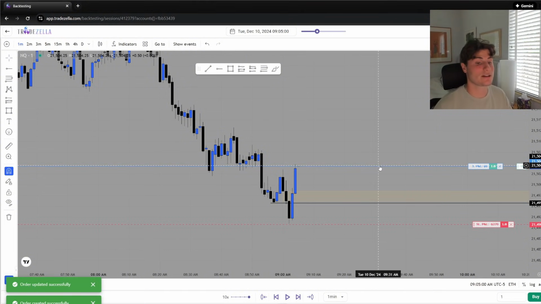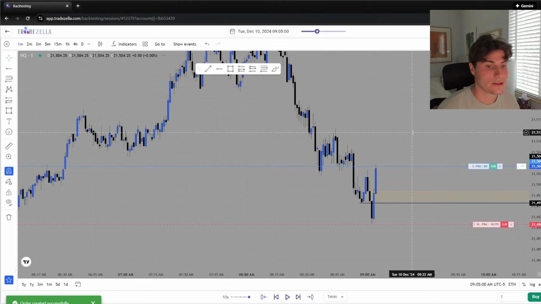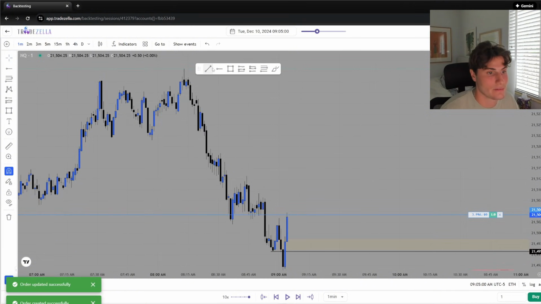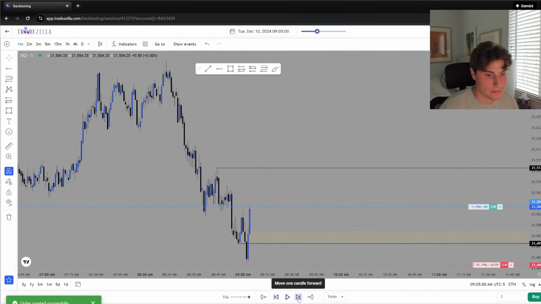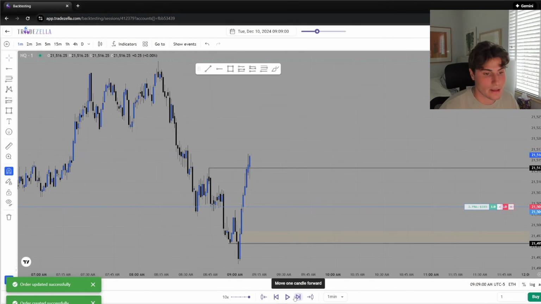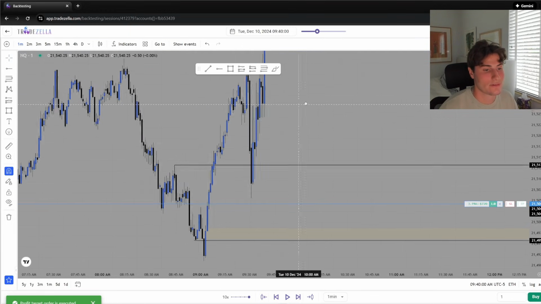Okay, remember the checklist, guys. Single fair value gap in the manipulation leg, boom, boom, check. And we could set our TP all the way up to this high if we wanted to, right? We can go break even at this high right here, just for fun. Let's see what happens. As you can see, price rips there. So we go break even and price goes ahead and takes our final TP.